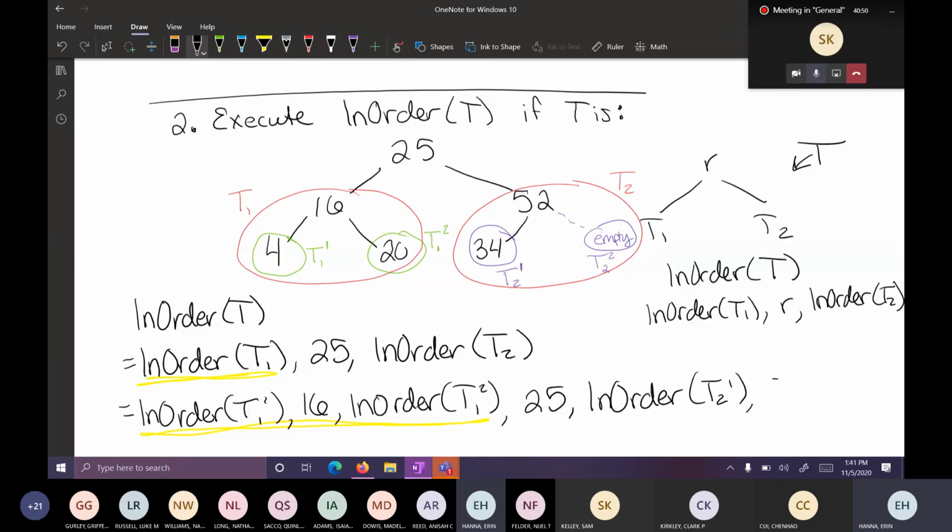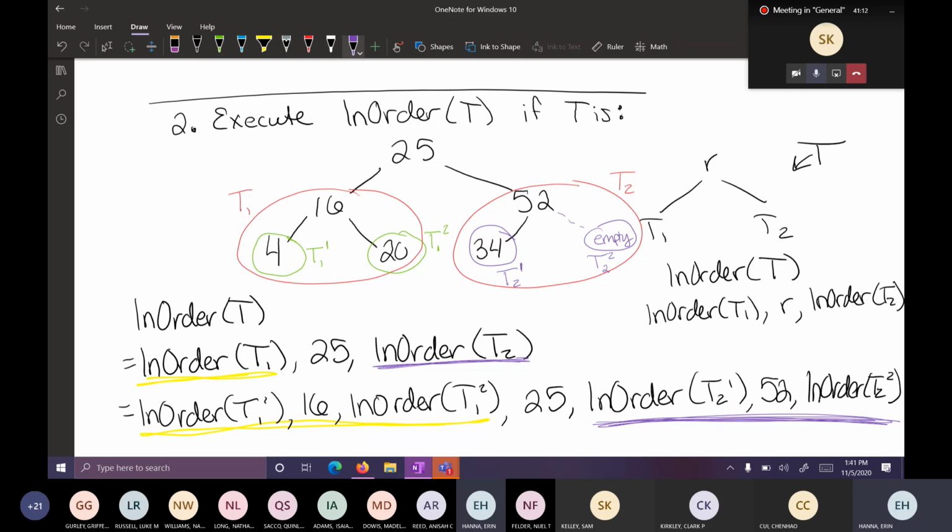What am I writing? And then in order T sub 2 superscript 2. So this in order T sub 2 in the back gives us these here. And essentially now we're down to that base case of the in order function.